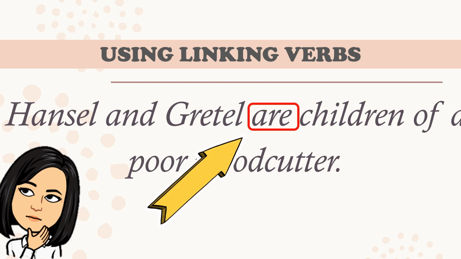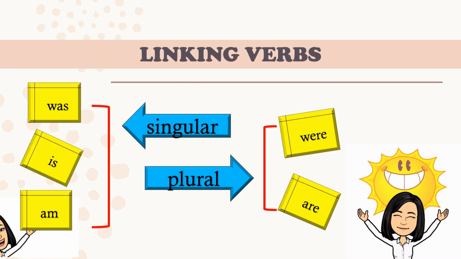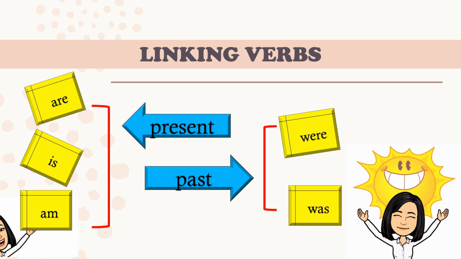Now, let's read it again. Hansel and Gretel are children of a poor woodcutter. Do you think that this sentence is now well written? Definitely. Now, how will we know if we are using these linking verbs correctly? Well, we have to be guided by the following. Remember that we use was, is, and am if we have singular subjects because all of these linking verbs are singular verbs. On the other hand, we have were and are, which are being used for plural subjects because these are plural verbs. And also remember that we should use these linking verbs in their correct tenses.